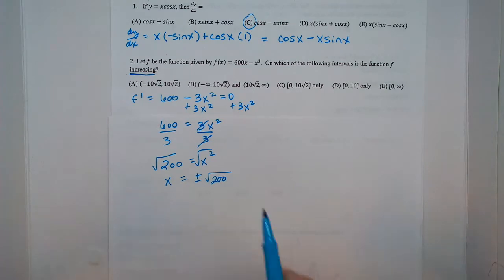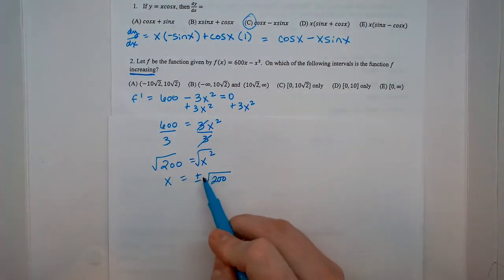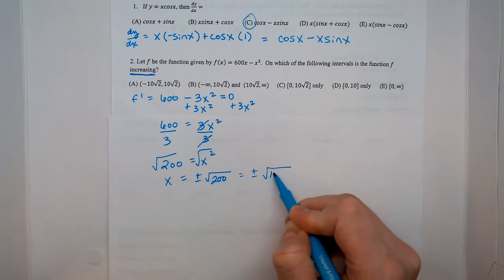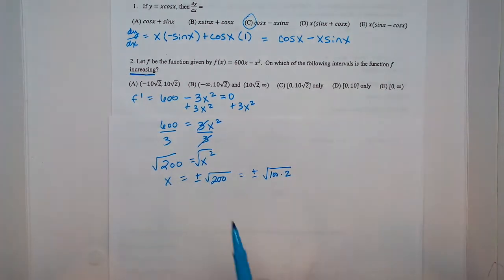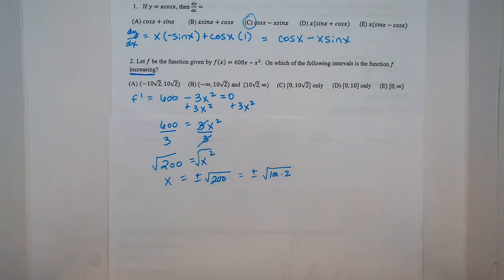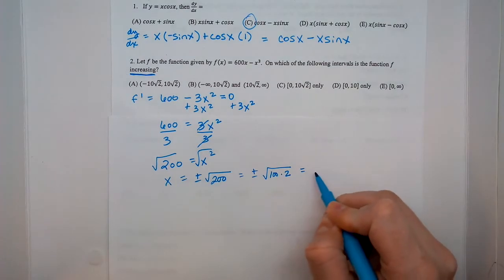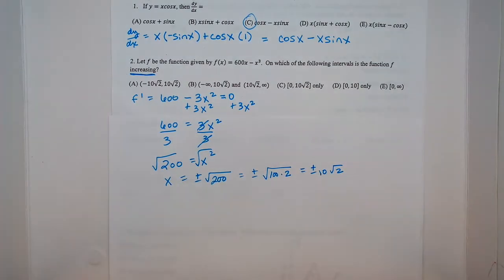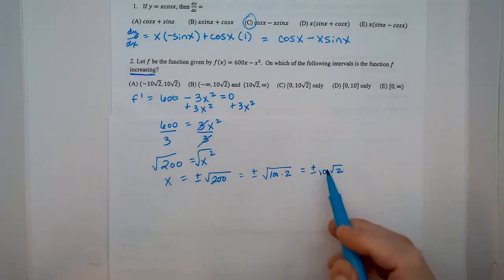Now when I look at the answer choices, I notice that none of those are there, but I can simplify root 200. Let's change that to plus or minus the square root of 100 times 2. So what you do is you take the largest factor of 200 that's also a perfect square, and you separate 200 into factors. Now the square root of 100 is 10, so I have plus or minus 10 root 2. And those are my critical values.